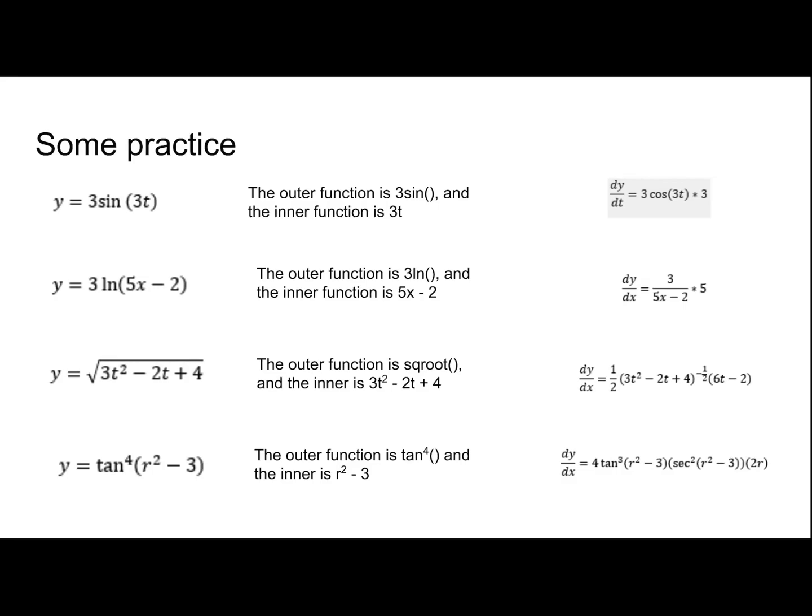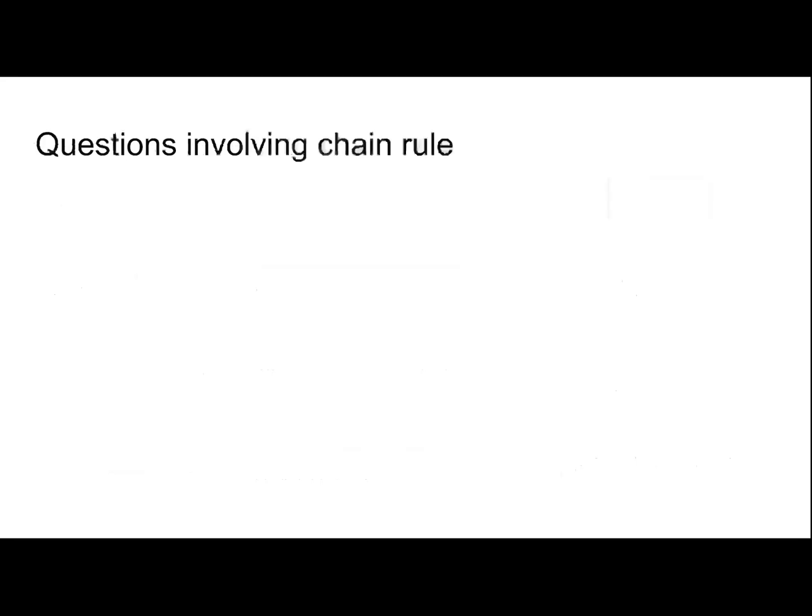So what this actually looks like is 4 tan to the power 3: take the 4 down, decrease the power by 1, 4 tan to the power 3 of r squared minus 3, multiplied by the derivative of tan, which is sec squared, bracket r squared minus 3, multiplied by the derivative of r squared minus 3, which is 2r. And that's our dy over dr, well, technically it's dy over dr, and that would be dy over dt. Apologize for that, I just realized.